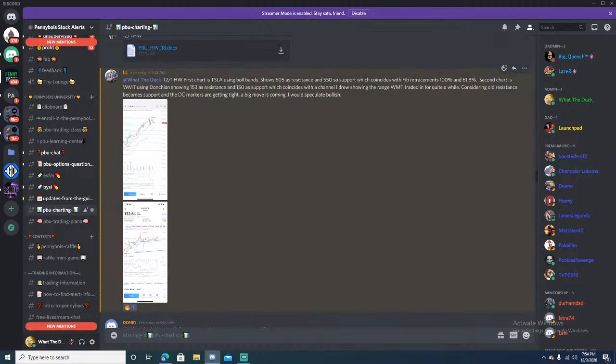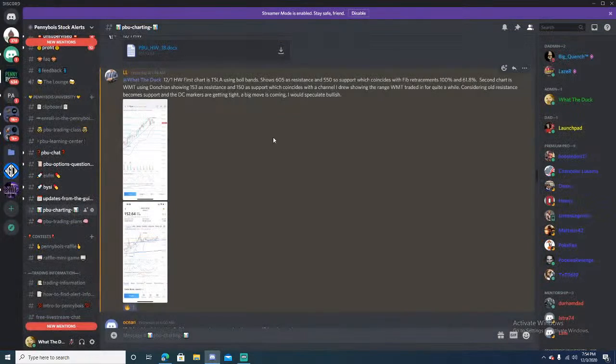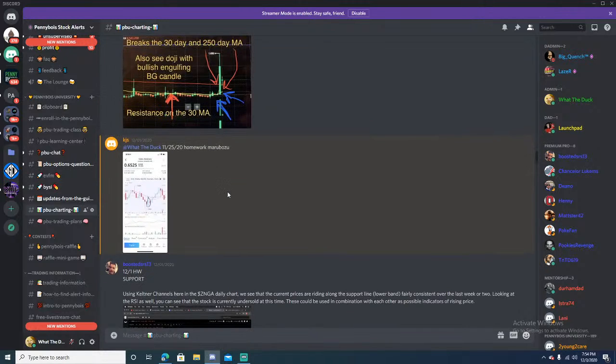LL: Tesla using Bollinger Bands, 605 as resistance, 550 as support, which coincides with the fib retracements. The second chart is using 153 resistance, 150 support. So what I like here is, as you can see right here, they said 605 and 550. So right here is 550, 605. Now the thing about the Bollinger Bands is they do move as the price moves. So this might change. This might come up a little bit as well. This might come up or down. So these will change. I wouldn't necessarily say 550 is a support, but at this current time it definitely is. So I just wanted to go over that really quick.